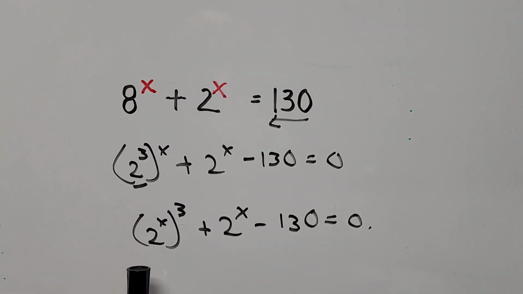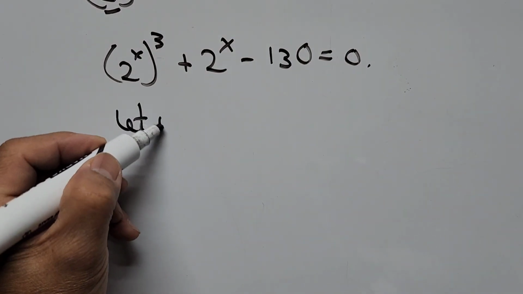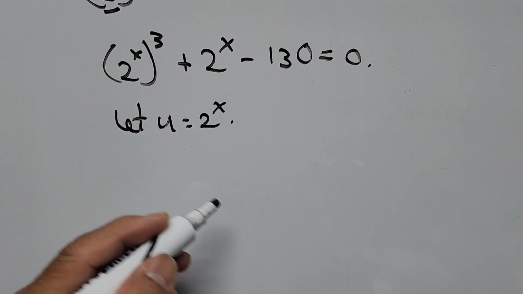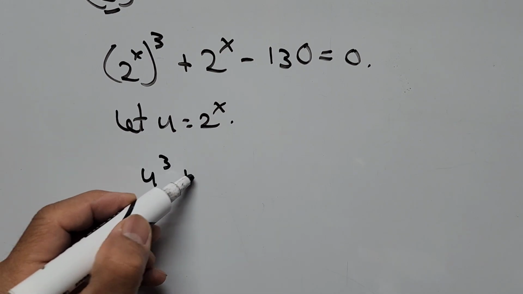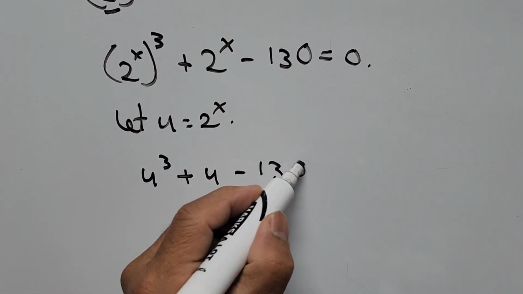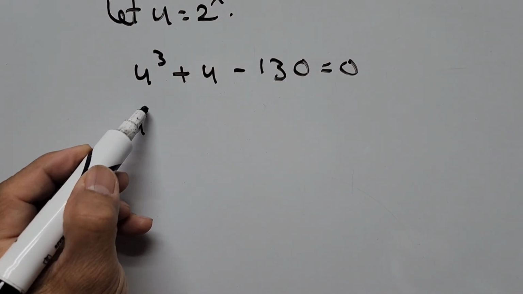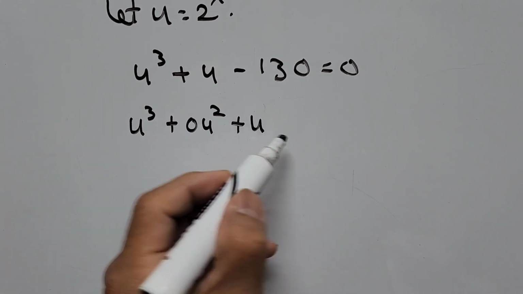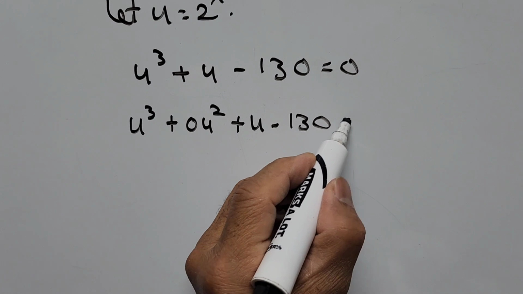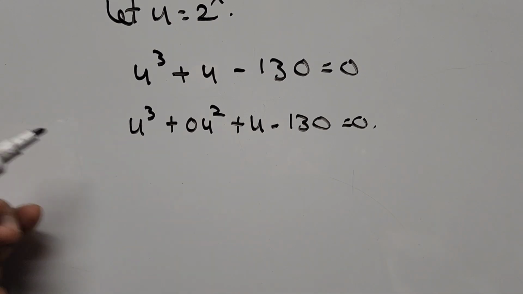So from here, we're introducing a new variable to represent 2 to the power of x. So we have u is equal to 2 to the power of x. So let's substitute this to our equation. So we have u cubed plus u minus 130 equals 0. So here we have a cubic equation. This cubic equation can be written the same way as u cubed plus 0 u squared plus u minus 130 equals 0.